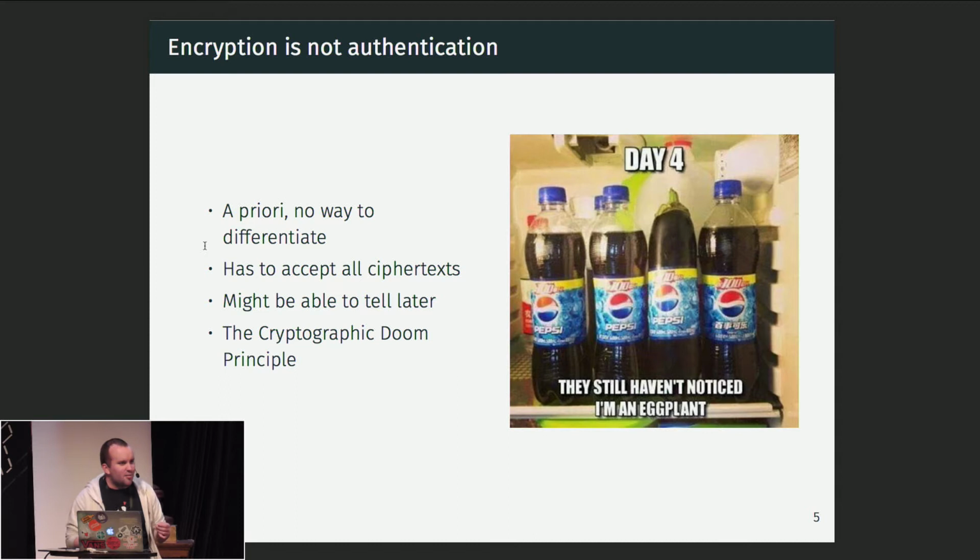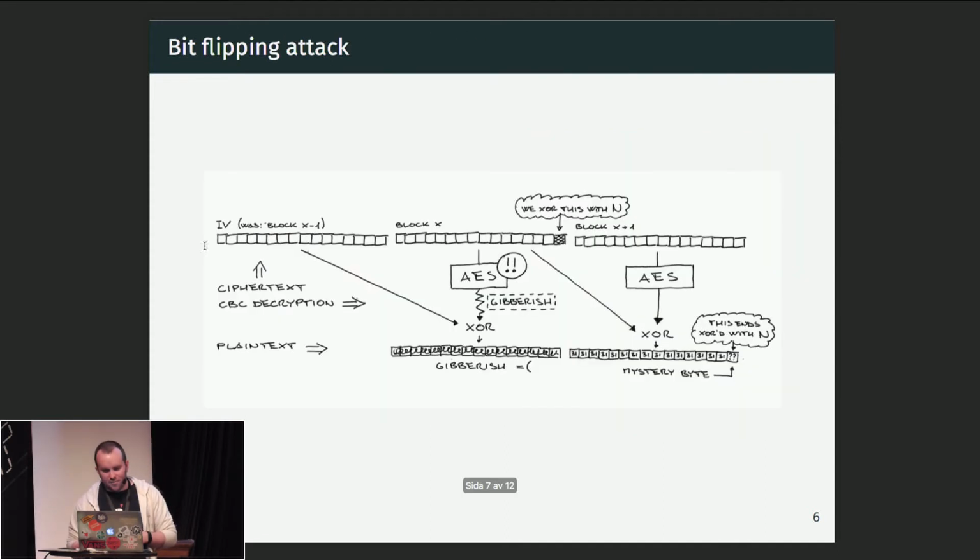Moxie Marlinspike, famous security guy, coined the cryptographic doom principle, which basically states that if you perform any kind of operation on encrypted data before verifying its integrity, it will lead to certain doom. One such problem can be exploited with what's called a bit flipping attack.